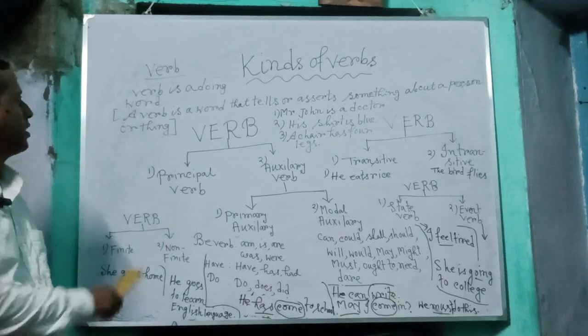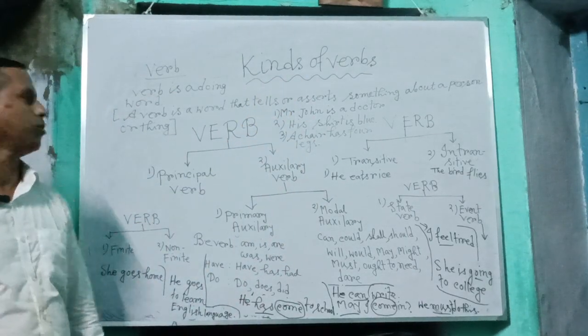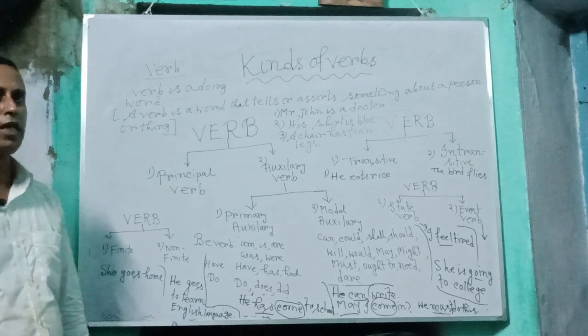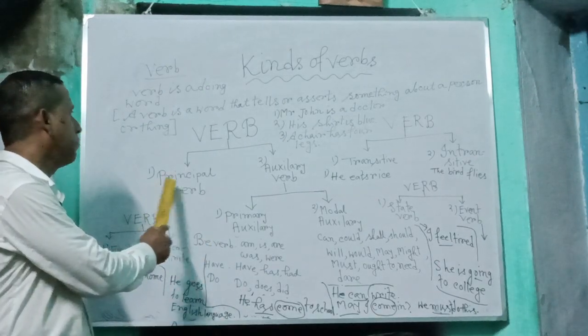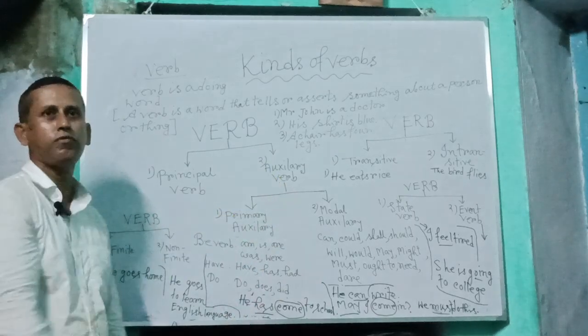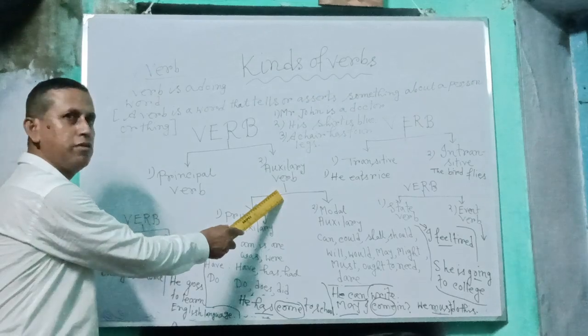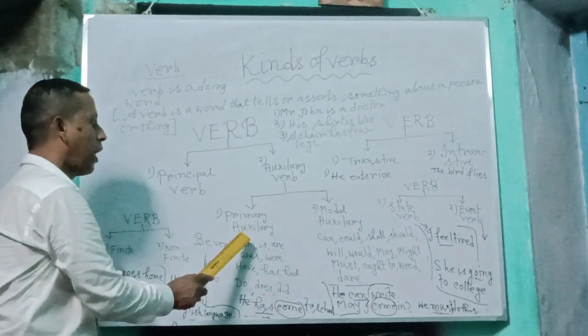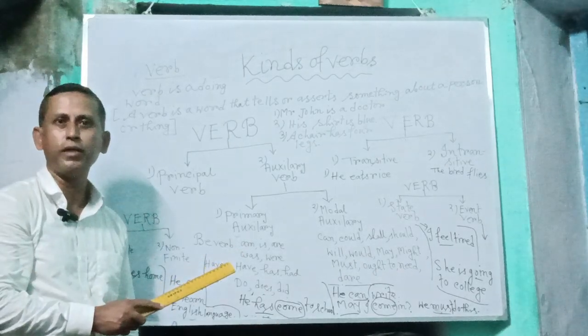Today my discussion is about the kinds of verbs. First, we have to know that basically verbs are of two types. Number one is the principal verb. Number two is the auxiliary verb. Auxiliary verbs are of two types: primary auxiliary and modal auxiliary. The spelling is very important in English grammar.